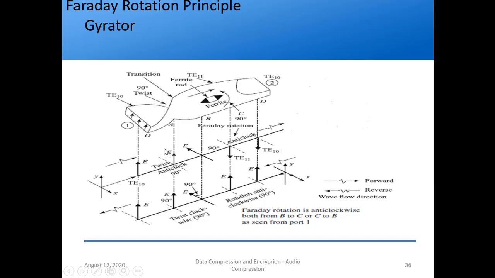So let's see how the gyrator is working. So here I have the electric field. This is a 90 degree twist. And it is going towards the left. So I'll have an anti-clockwise rotation, right?